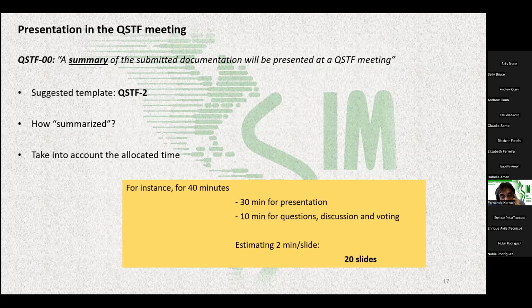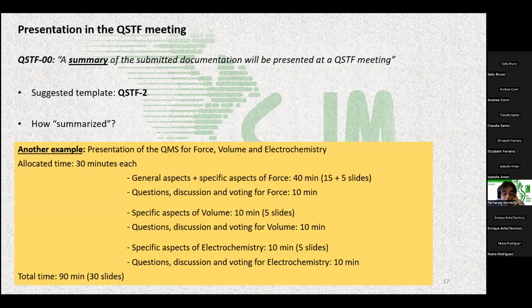So these 30 minutes depend on the amount of information in each one of the slides. But if you don't have a lot of information, you can take 2 minutes per slide. So the PowerPoint presentation can have 20 slides, and this is what I need to work with.